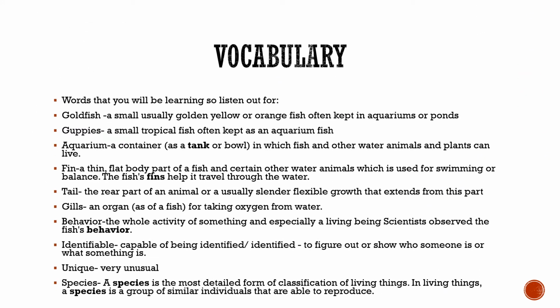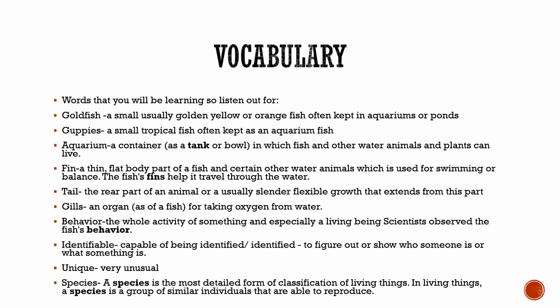Okay, so let's take a look at some of the vocabulary that we've learned throughout the week. Goldfish: a small, usually golden yellow or orange fish that's often kept in aquariums or ponds. Guppies: a small tropical fish that's often kept in an aquarium. An aquarium is a tank or a bowl in which fish and other water animals and plants can live.